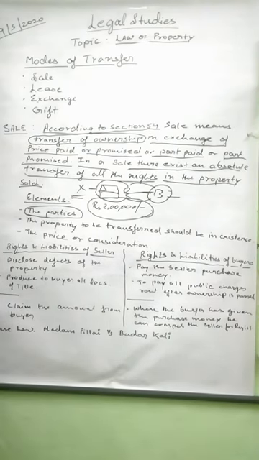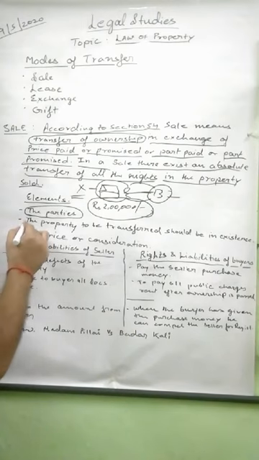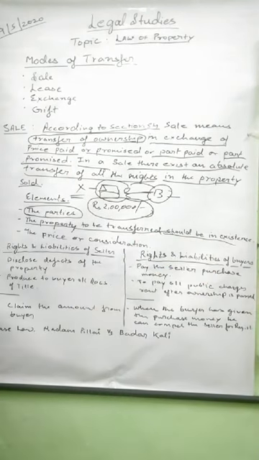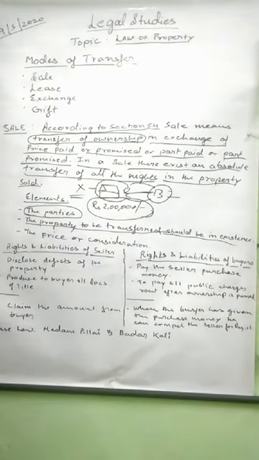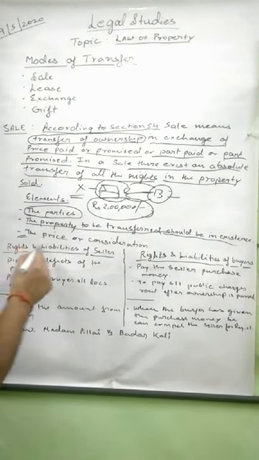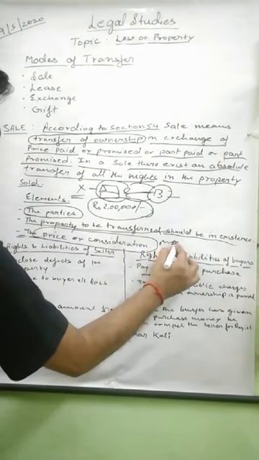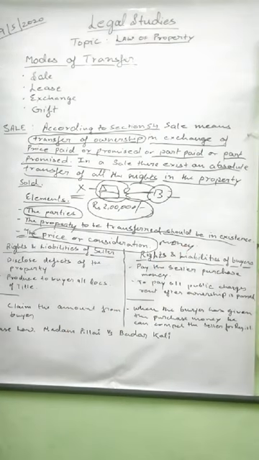Now, secondly, the property to be transferred should be in existence. Means the property which is being sold has to be in existence, the subject matter has to be present, the immovable property has to be there. It should not be a fictitious transfer. And the third one is the consideration should be in the form of money.